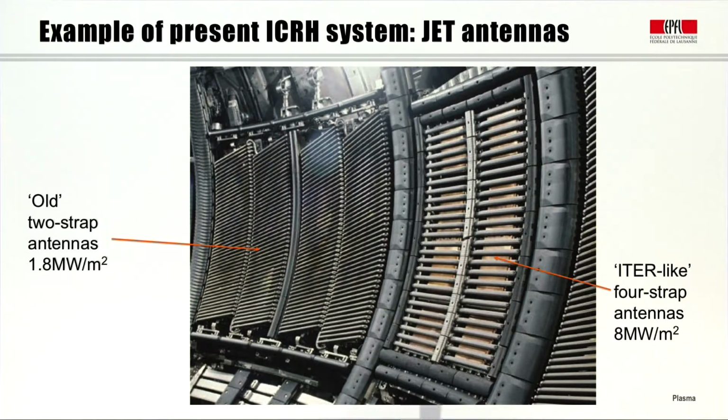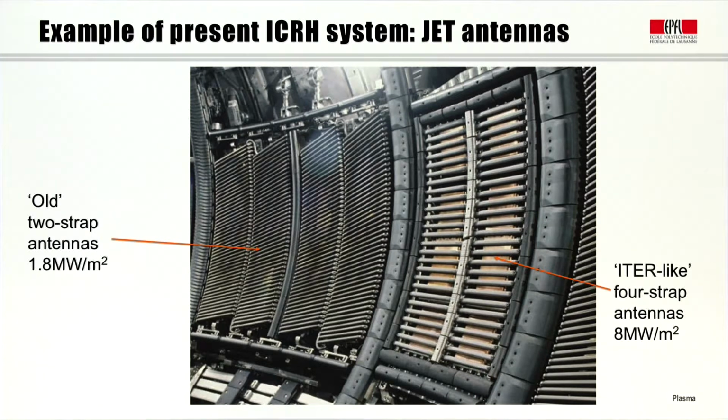And the more recent concept has been tested in the last few years, the so-called ITER-like antenna, because it's a sort of prototype for the installation on ITER. Each module has 4 straps, which allows us to reduce the electric field produced by the antennas locally, and a higher power density of about 8 megawatts per square meter. You can also see the bars that produce the Faraday screen in both cases.